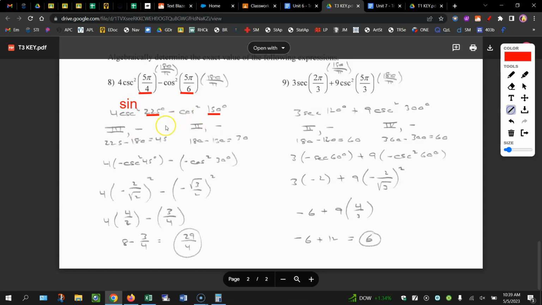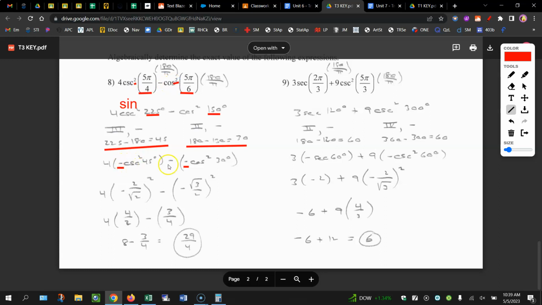Next, you need to get a reference angle. So 225 minus 180 gets you a reference angle of 45. 180 minus 150 gets you a reference angle of 30. Now, because each of these have a negative value, the negative is going inside the parentheses. Both values are being squared, as you can see up here.